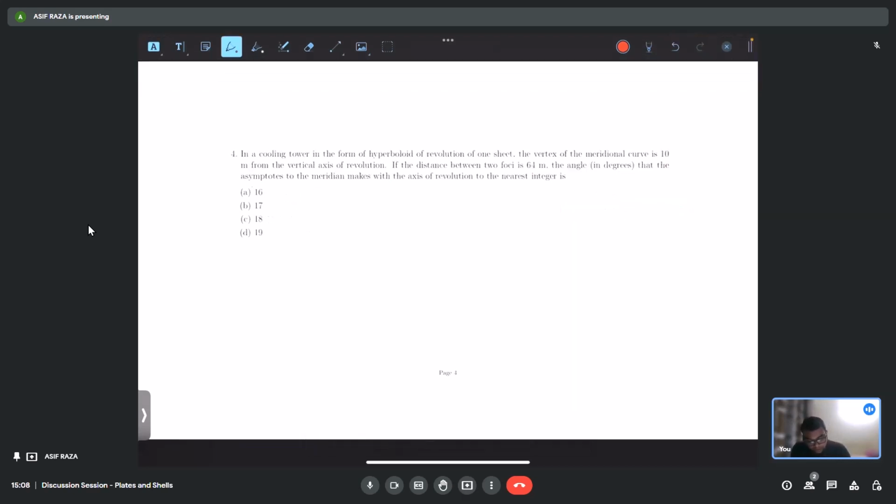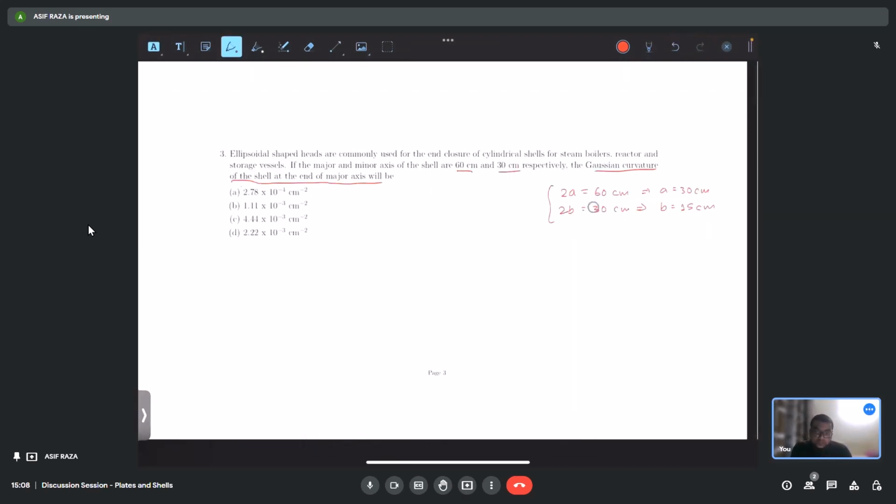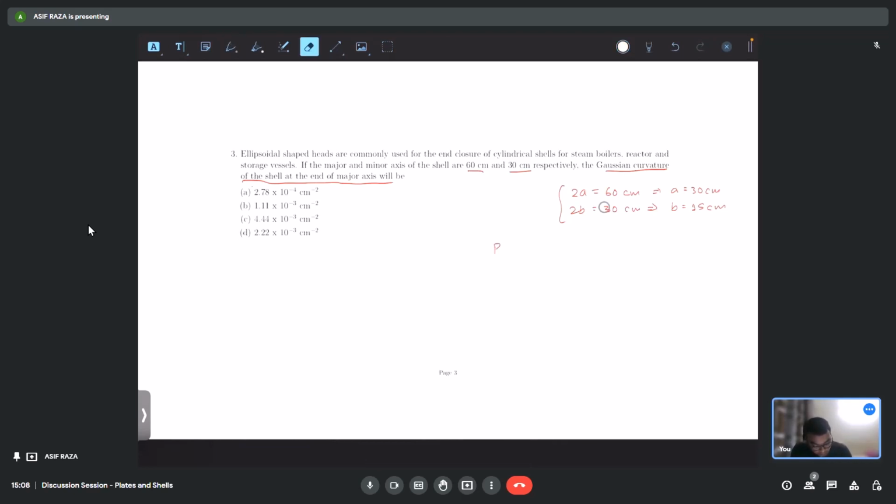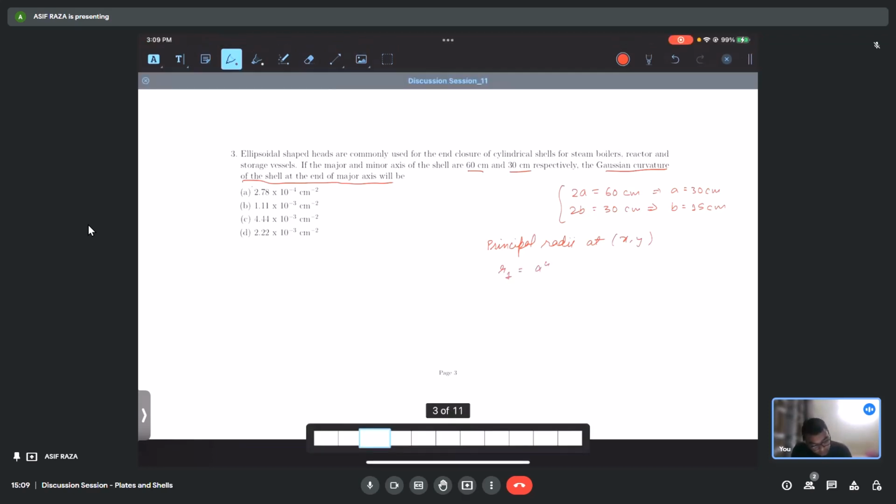Now at the end of the major axis, the principal radii at any point of the ellipsoidal shell at x comma y are given by r1 equal to (a to the power 4 y square plus b to the power 4 x square) to the power 3 by 2 upon a to the power 4 b to the power 4, and r2 is given by the same numerator with the denominator as just b square.